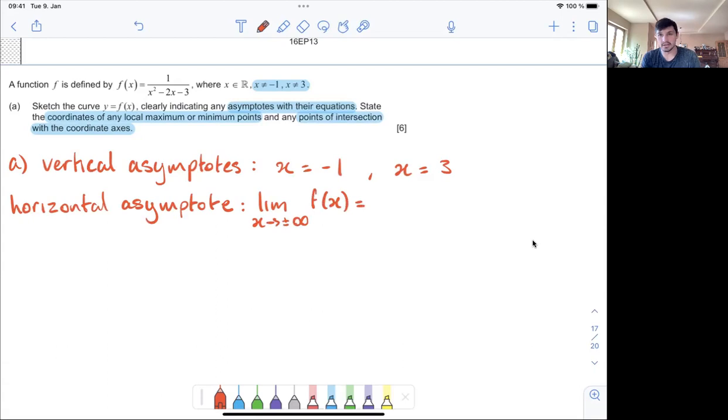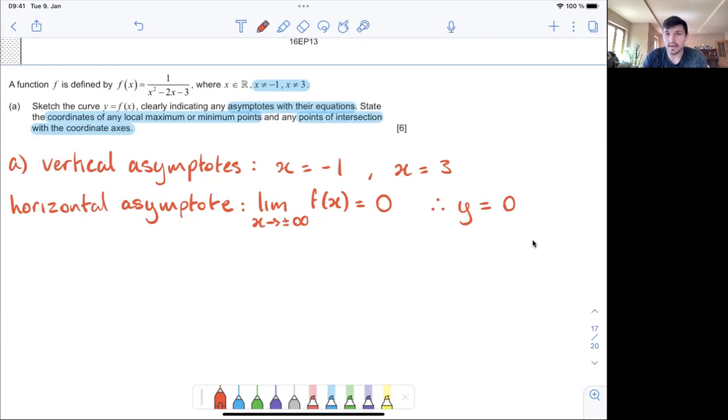And a bit of a hard and fast rule that you can remember is that if the degree of the denominator of a rational function is greater than the degree of the numerator, which is just 1 here, then the limit as x tends to positive and negative infinity will be equal to 0. And hence the horizontal asymptote will be y is equal to 0, or just the x-axis. Okay, it's a bit of a hard and fast rule you can remember there. So therefore, the horizontal asymptote is y is equal to 0. Okay, that's nice. Now, maximum or minimum points, let's go on to that.